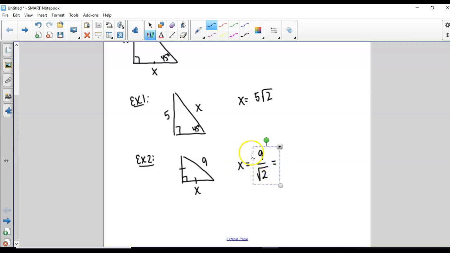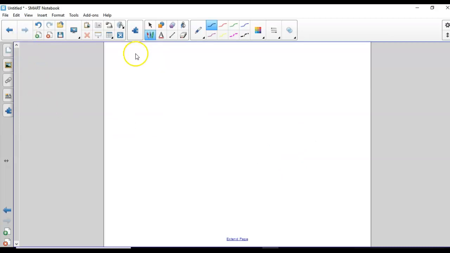We typically can't leave it like that, so we would have to rationalize that, which we practiced a little bit. We'd have to multiply the top and the bottom by square root of 2, which would give us 9 square root of 2 all over 2. Okay, so these are just sort of like shortcut rules to have memorized. We also need to look at the 30, 60, 90 triangle.